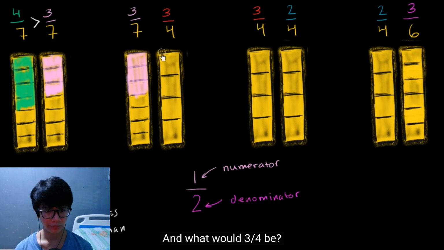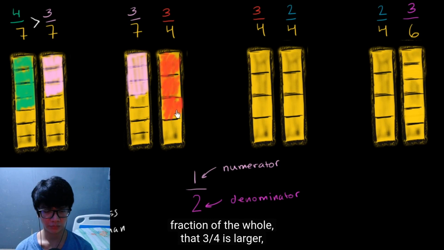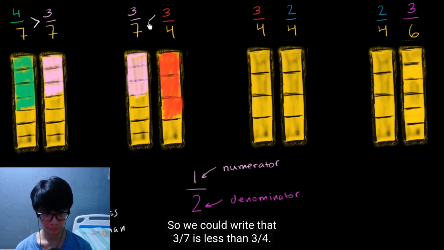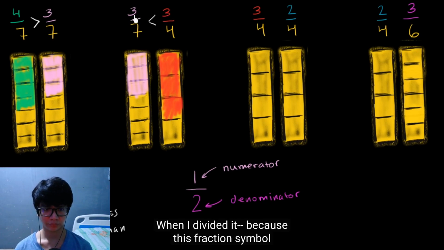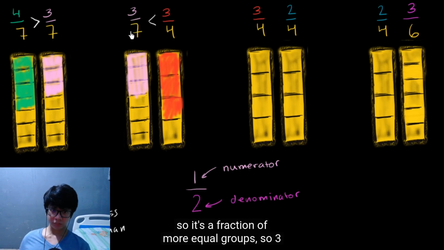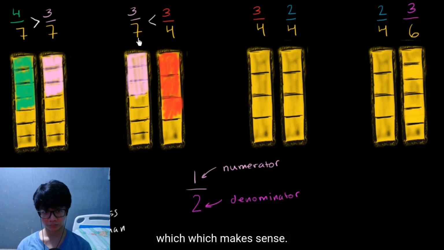And what would 3/4 be? Well, that's 1/4, 2/4, and 3/4. And so it's pretty clear that 3/4 represents a larger fraction of the whole, that 3/4 is larger or that 3/7 is smaller. So we could write that 3/7 is less than 3/4. So notice, same exact numerator. Because this fraction symbol can also be viewed as division, when I have more equal groups, so 3 out of 7 versus 3 out of 4, this is a smaller number, which makes sense.